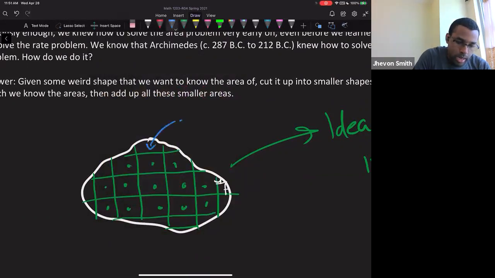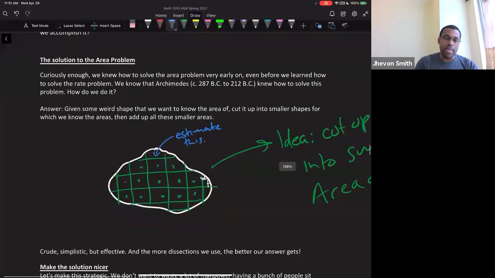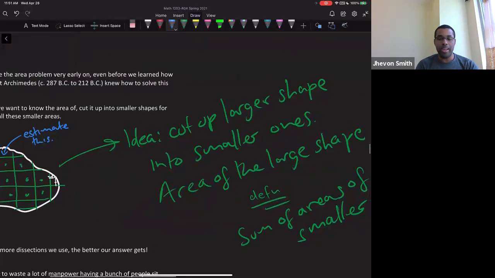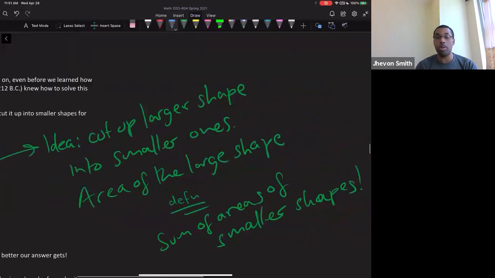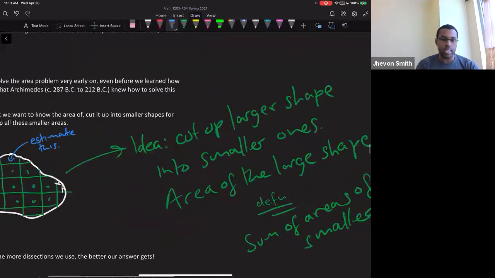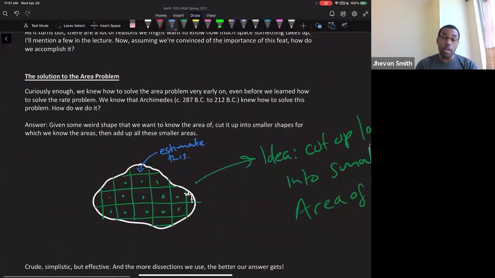So you might just estimate this, right? Say, it's about half a rectangle, about a quarter, right? You're not going to be exact, but that's the idea. You cut it up into smaller shapes and you define the area of the larger shape to just be the sum of the areas of the smaller shapes, right? Very basic solution. And it's actually a pretty decent solution.